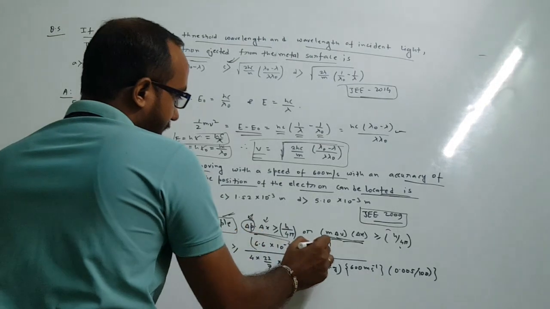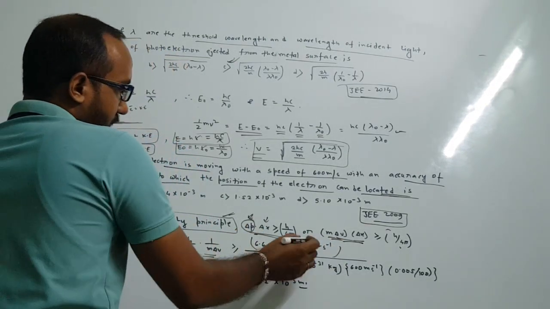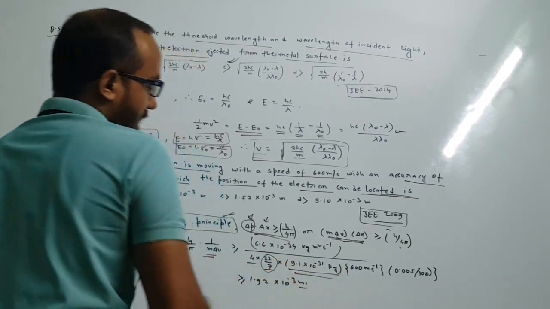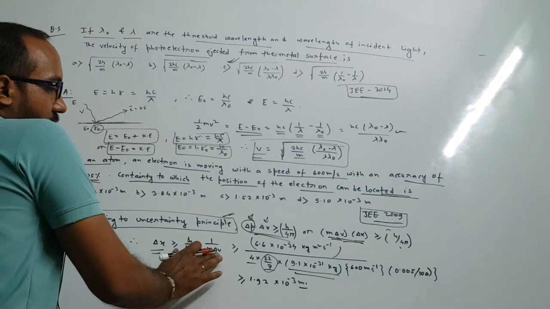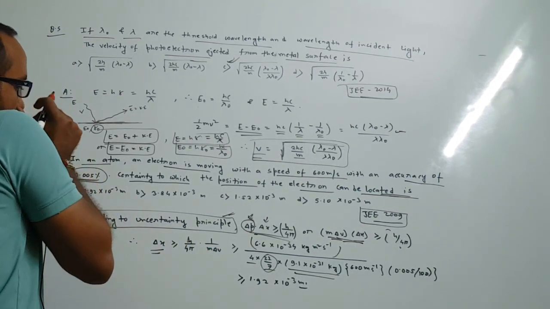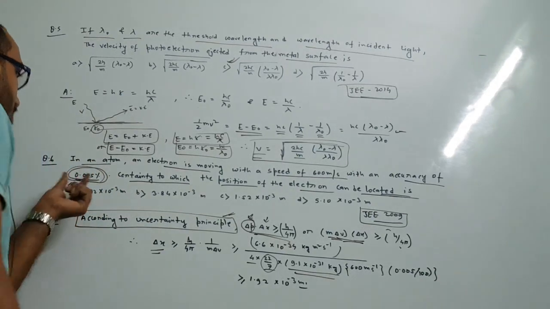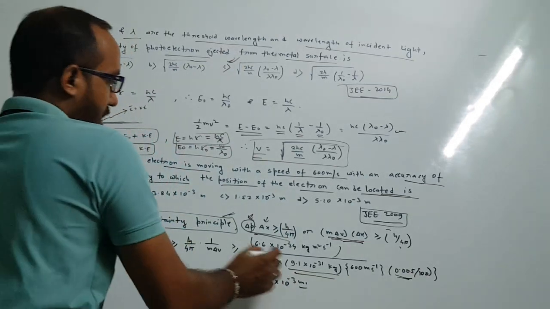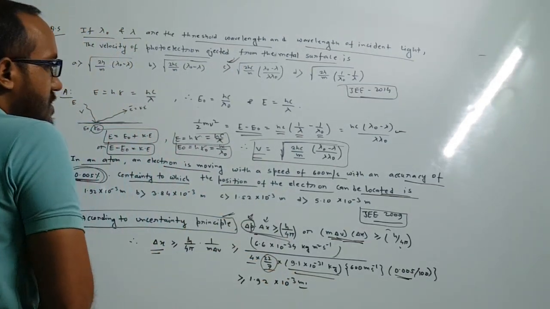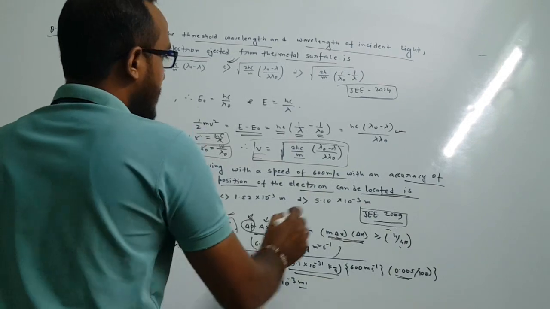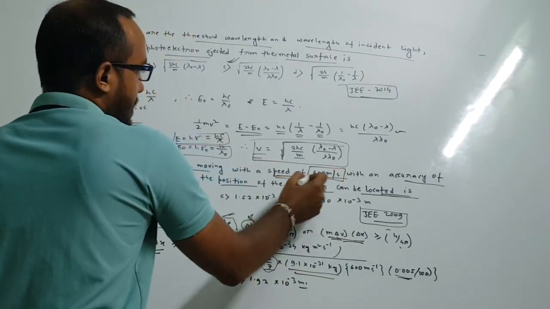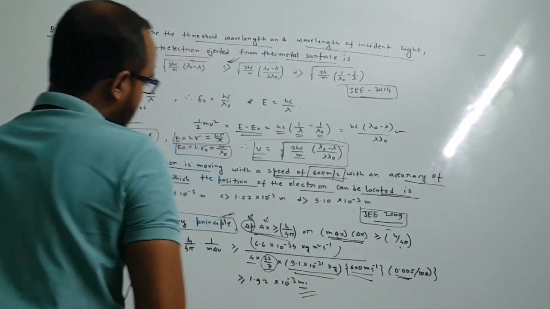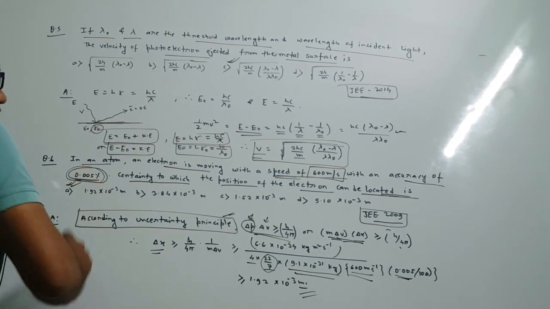Now we know h, the Planck constant, and pi is 22/7. We know the mass of the electron is 9.1 into 10 to the minus 31 kg, and for velocity, the accuracy of velocity is given as 0.005%, so it should be 0.005 by 100 of the velocity. See, the speed of the electron is 600 meter per second. Put the values, calculate, you will get the answer. The answer is option A.